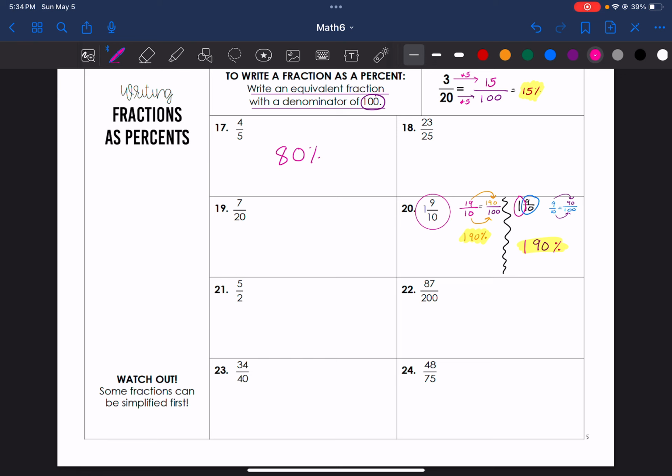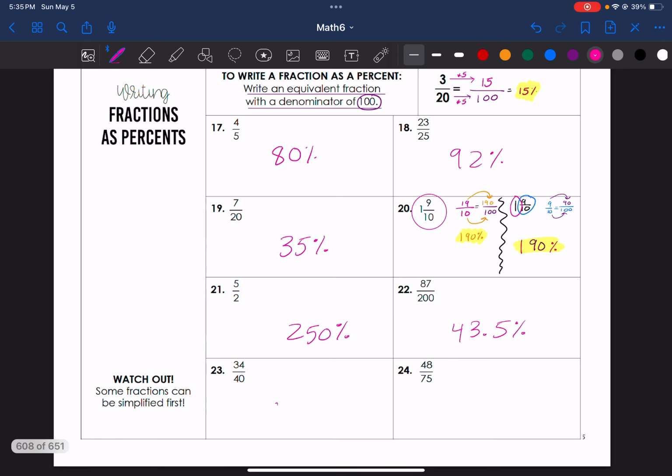So number 17 is 80%. Number 18 is 92%. Number 19 is 35%. Number 20 we did. Number 21 is 250%. Number 22 is 43.5%. You probably had to make the equivalent fraction by dividing down, and that's okay, right? You want to divide instead of multiplying it.